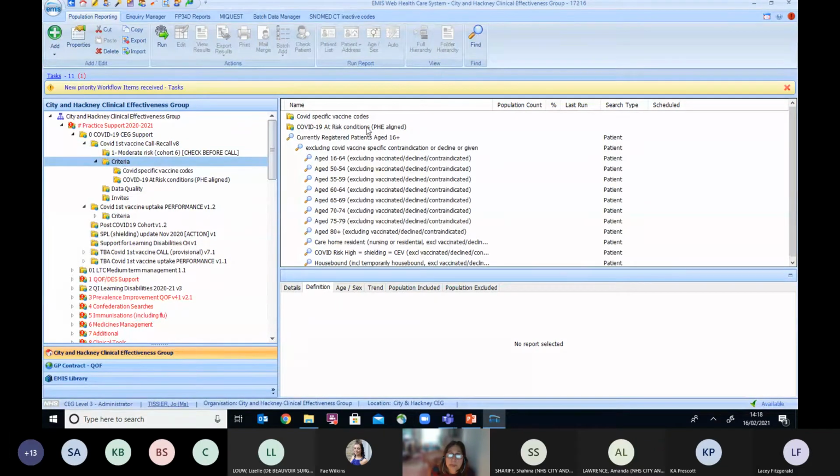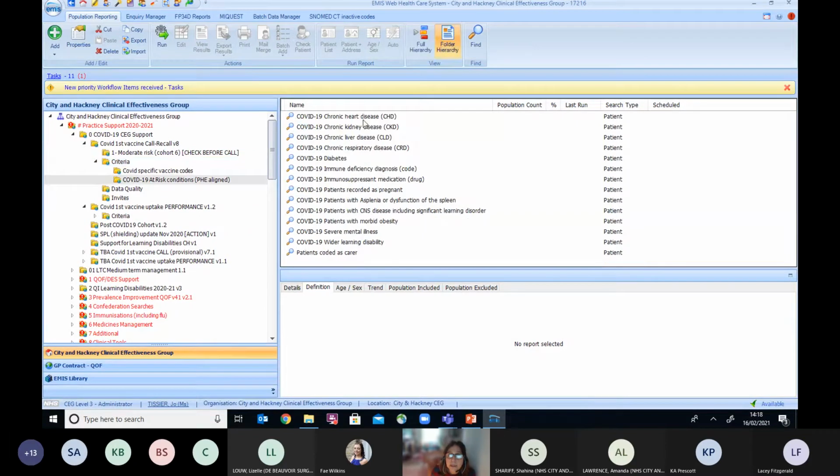Cohort 6, the at-risk conditions, Public Health England aligned. If we click into there, you can see the conditions that have been included. So there's things like chronic heart disease, chronic kidney disease, liver, diabetes, respiratory disease, which I'll come back to, and a host of other conditions. As I said, we've used the Primus business rules and we've based them on the EMIS searches.